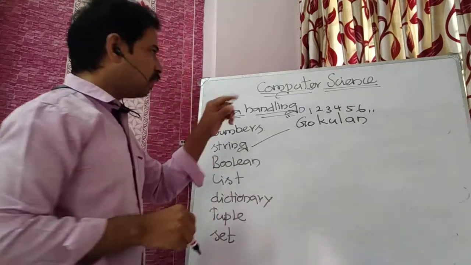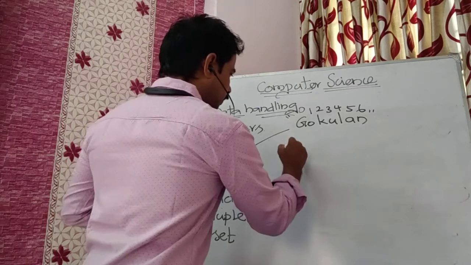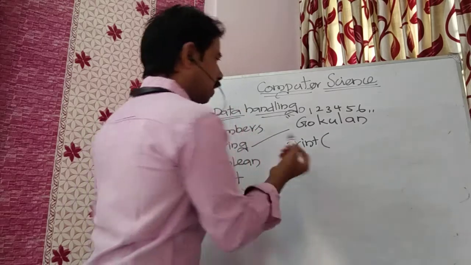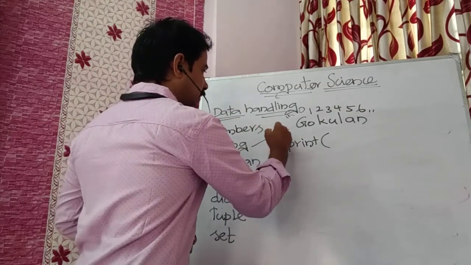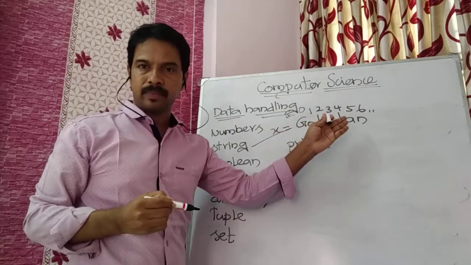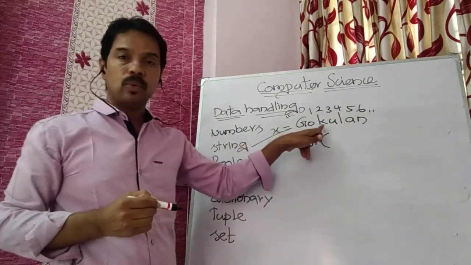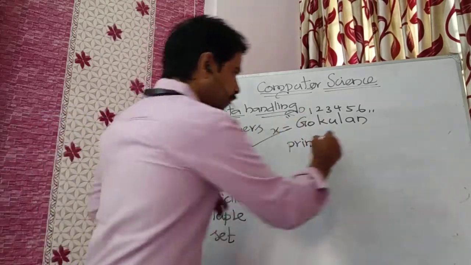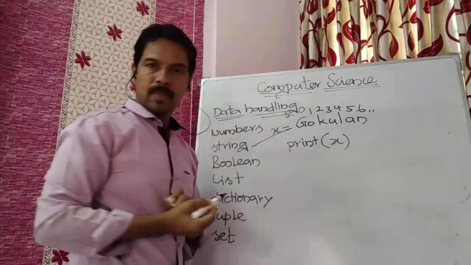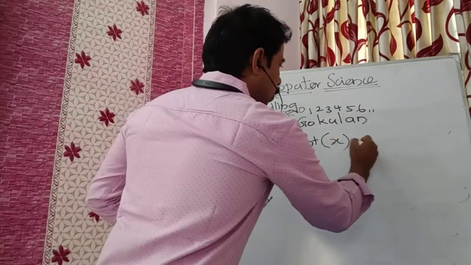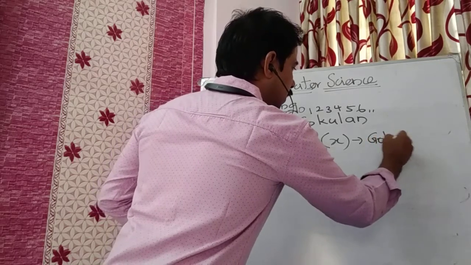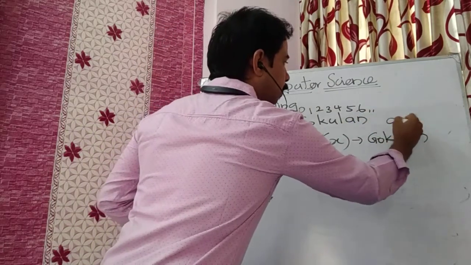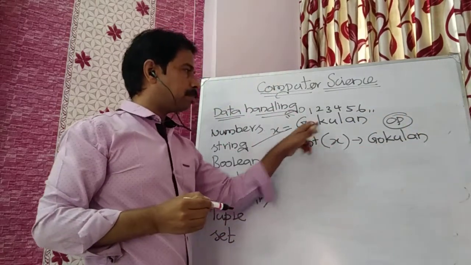Now if you want to print this, you can print like this. For example, you are storing x is equal to Gokulan. Now x is a variable which contains Gokulan. You print x directly. What will happen? Gokulan will get printed on the screen as such. This is the output.